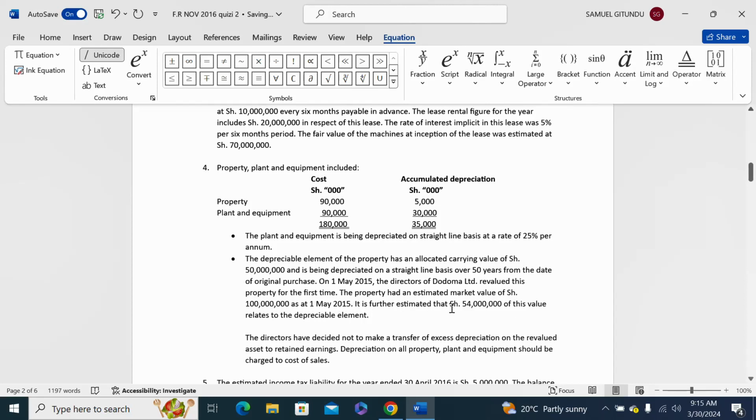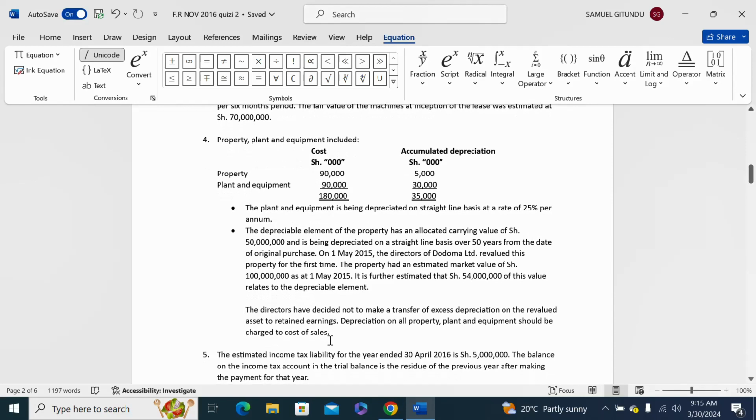It is further estimated that shillings 54 million of this value relate to the depreciable element. Therefore, we are going to depreciate this 54 million in regard to the property. This is the depreciable element, 54 million. The directors have decided not to make a transfer of excess depreciation on the revalued asset to retained earnings. Therefore, we are not going to take any excess depreciation of this depreciable element to the retained earnings.